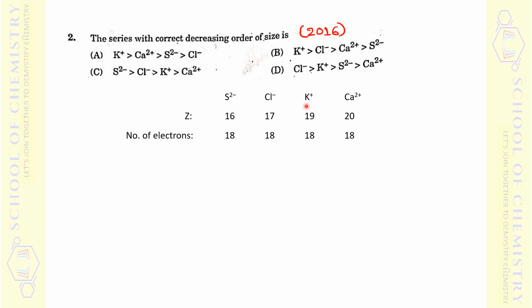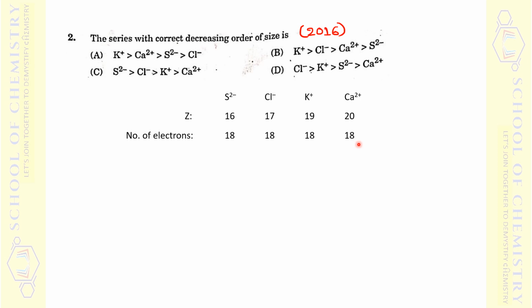Even for potassium, atomic number 19 but 1 plus charge, that means the number of electrons comes to 18. And calcium 2 plus, atomic number 20, the number of electrons comes to 18 itself. So all these 4 species have just 18 electrons, and that's how they are isoelectronic species. And among isoelectronic species, how the size varies, that we should know.